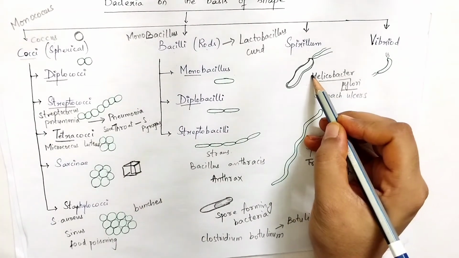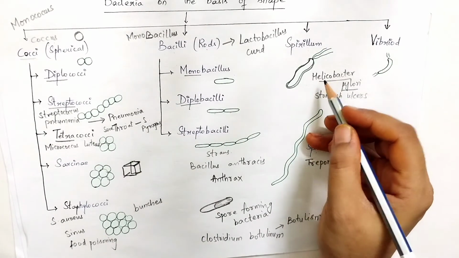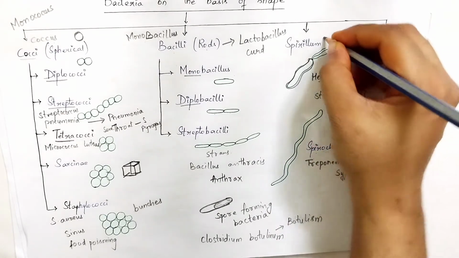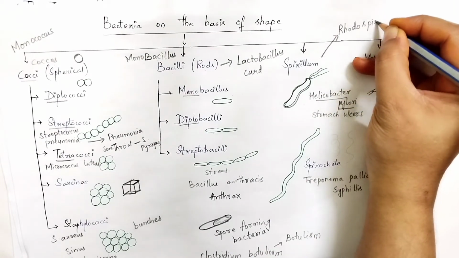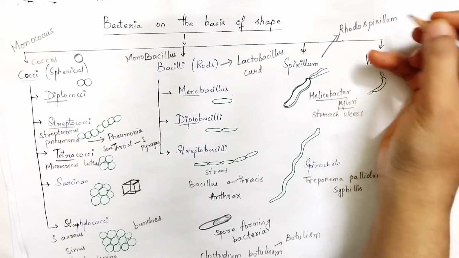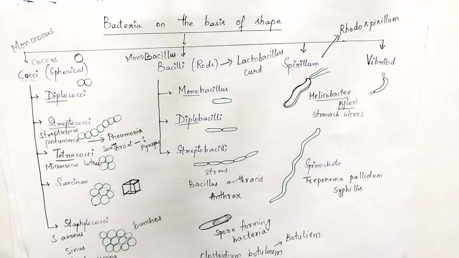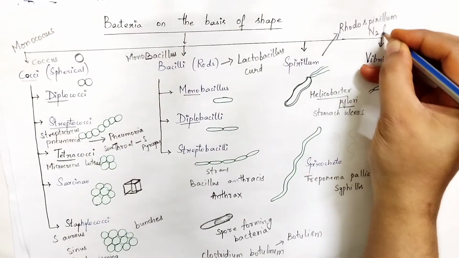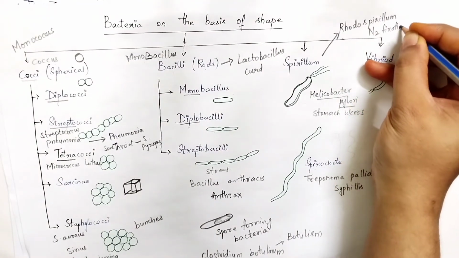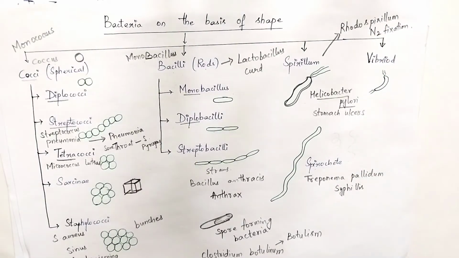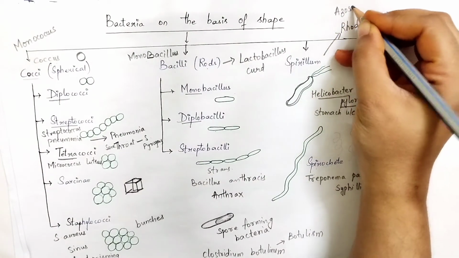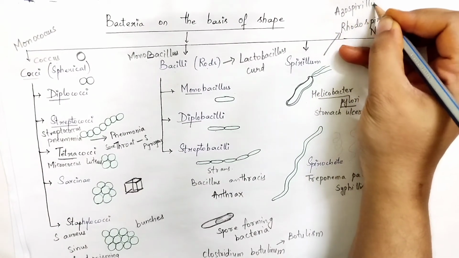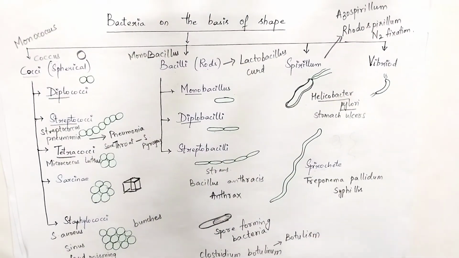The spirillum is also responsible for nitrogen fixation. The example here for the spirillum is Rhodospirillum, which has a symbiotic association with pea plants or other plants, which helps in nitrogen fixation. Other examples like Azospirillum are all bacteria which come under the category of spirillum shape.